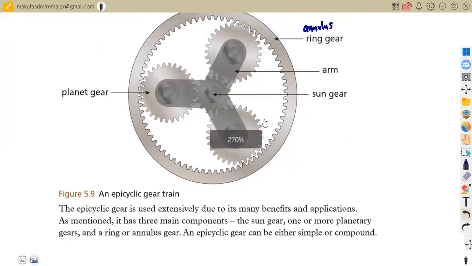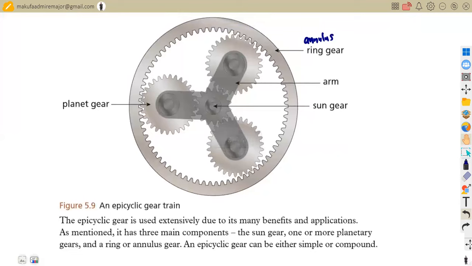We are simply saying the epicyclic gear train is used extensively due to its many benefits and applications. As mentioned, it has three main components, the major components: the sun gear, one or more planetary gears. Like we can see, we've got 1, 2, 3. It can be 2, it can be 1, but it can be 1 or more. And also we talk about the ring or the annulus gear. An epicyclic gear can be either simple or compound. We can have this combined together. A lot of things that we can consider later on.